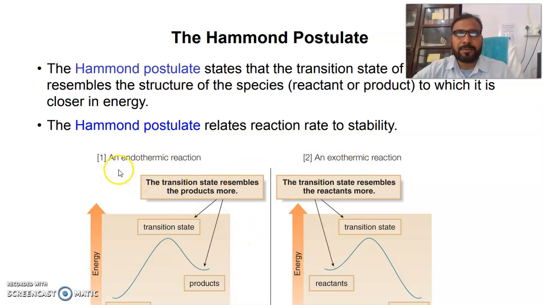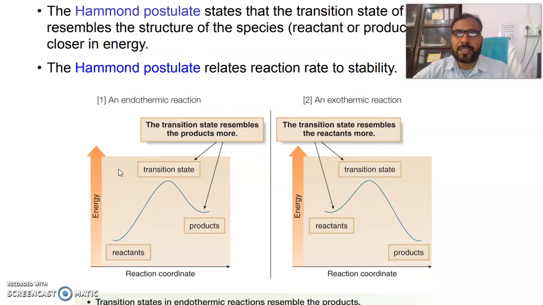You can see here there are two types of reaction here. One is endothermic reaction and the second is exothermic reaction. What does it mean? It means you can see here the reactant and product. Reactant energy less and product energy high. And this is the transition state. So this type is known as endothermic reaction.